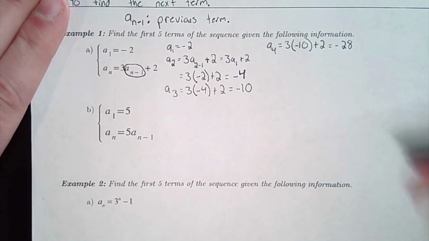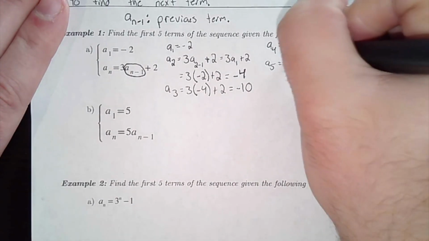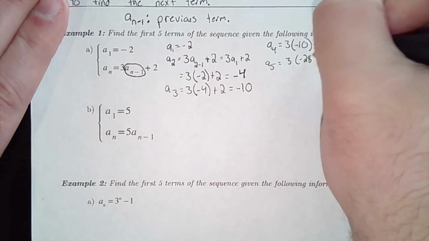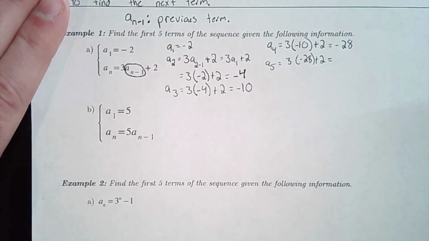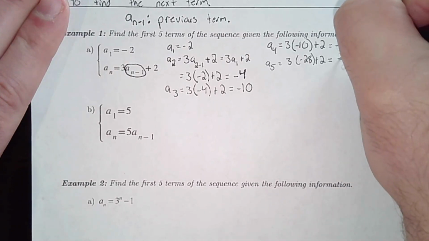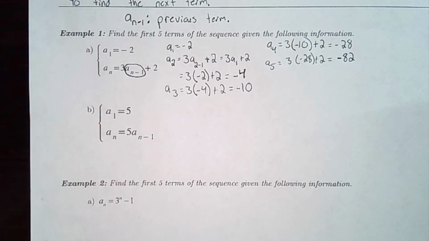And then finally, a sub 5, I need to plug that in as well. If I plug that in, that's 3 times a negative 28 plus 2. Well, 3 times negative 28 is negative 84. Yep, I'm just double checking that. Negative 84 plus 2 gives me a final answer of negative 82.